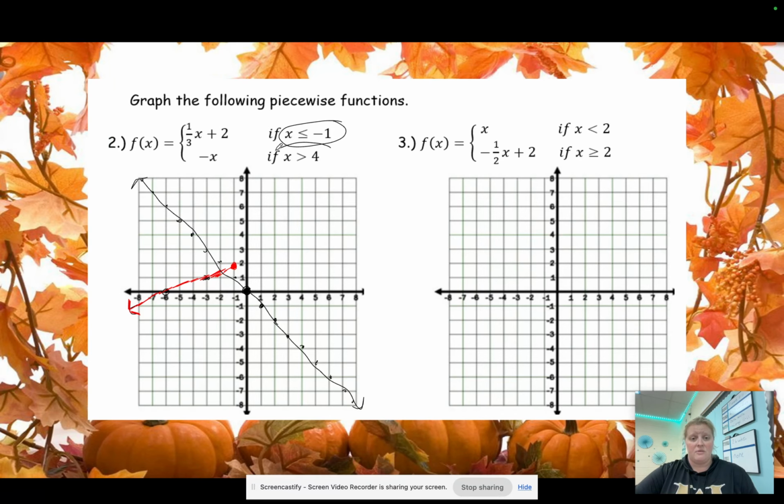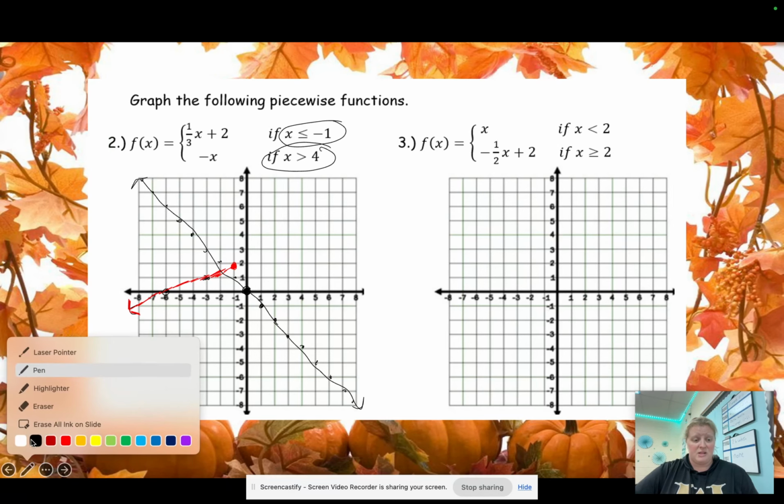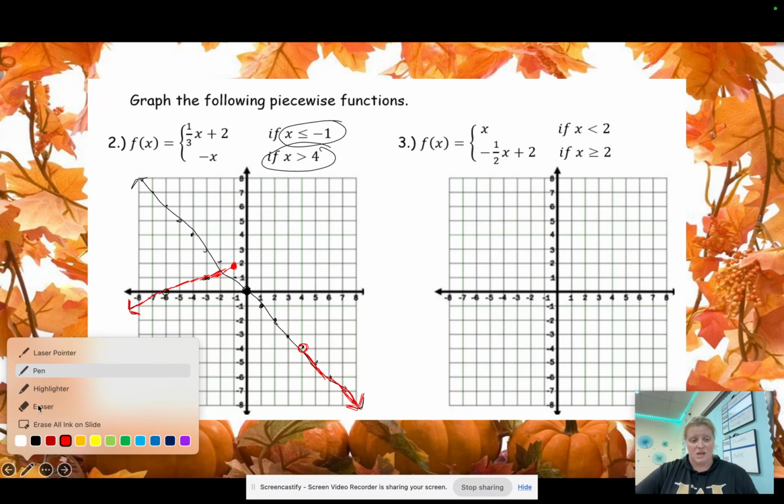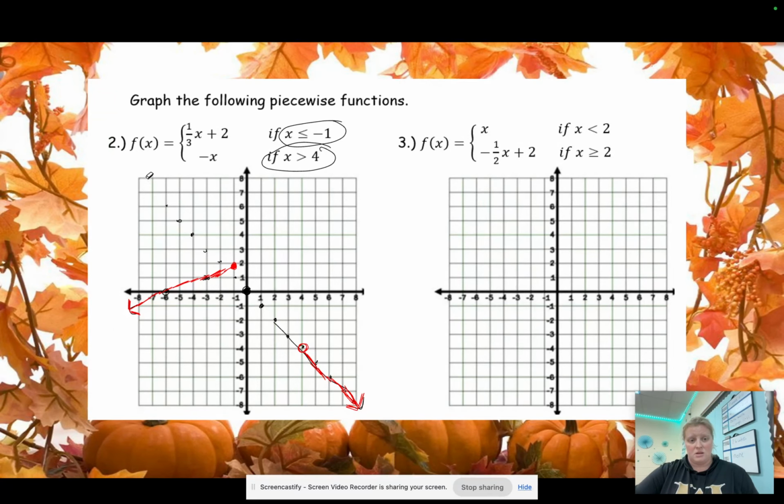Now we take care of the restriction. I need to go to 4, so pick up my colored pencil. I need to go over to 4, and it looks like I'll have to head downwards to meet my line. And we're going to do an open circle. Open. And I want to go to the right, so I'm going to shade the right half of my line. And then I pick up my pencil again, and I erase the left side. Just like that.